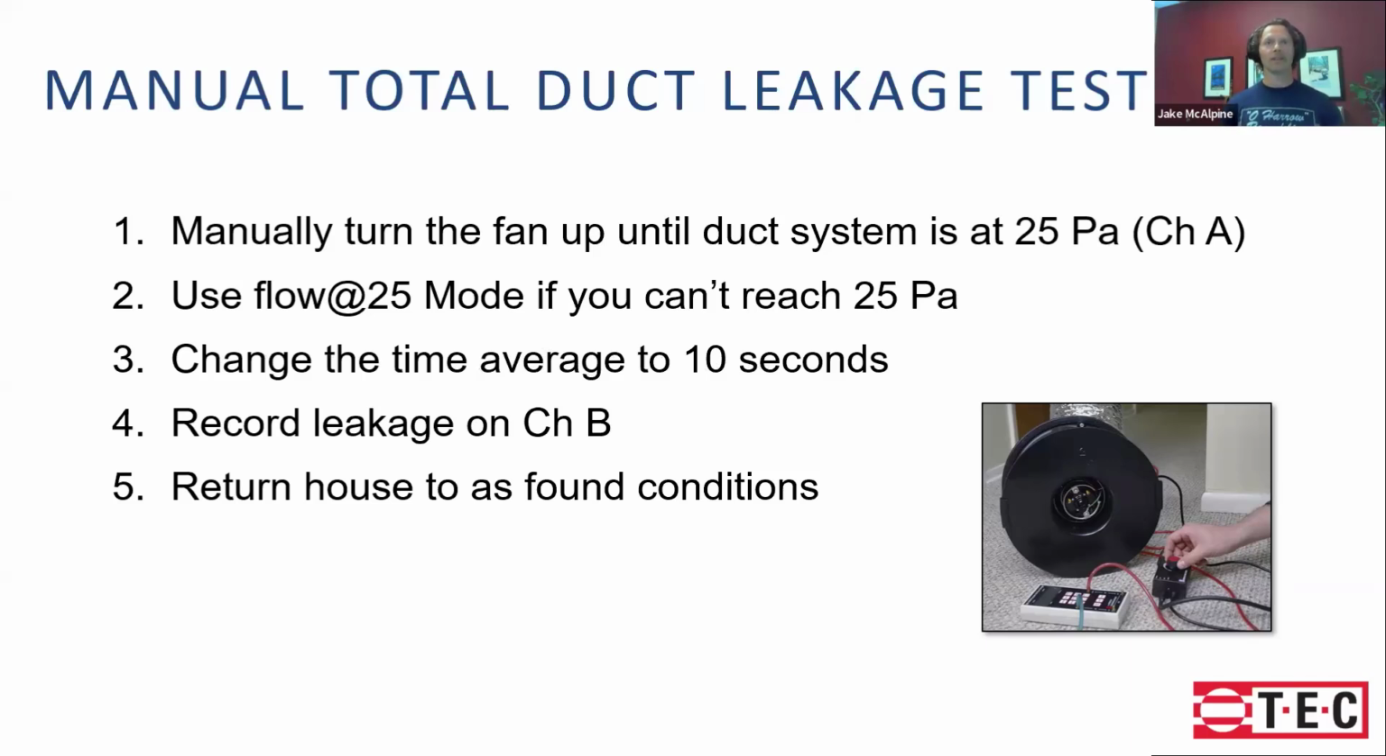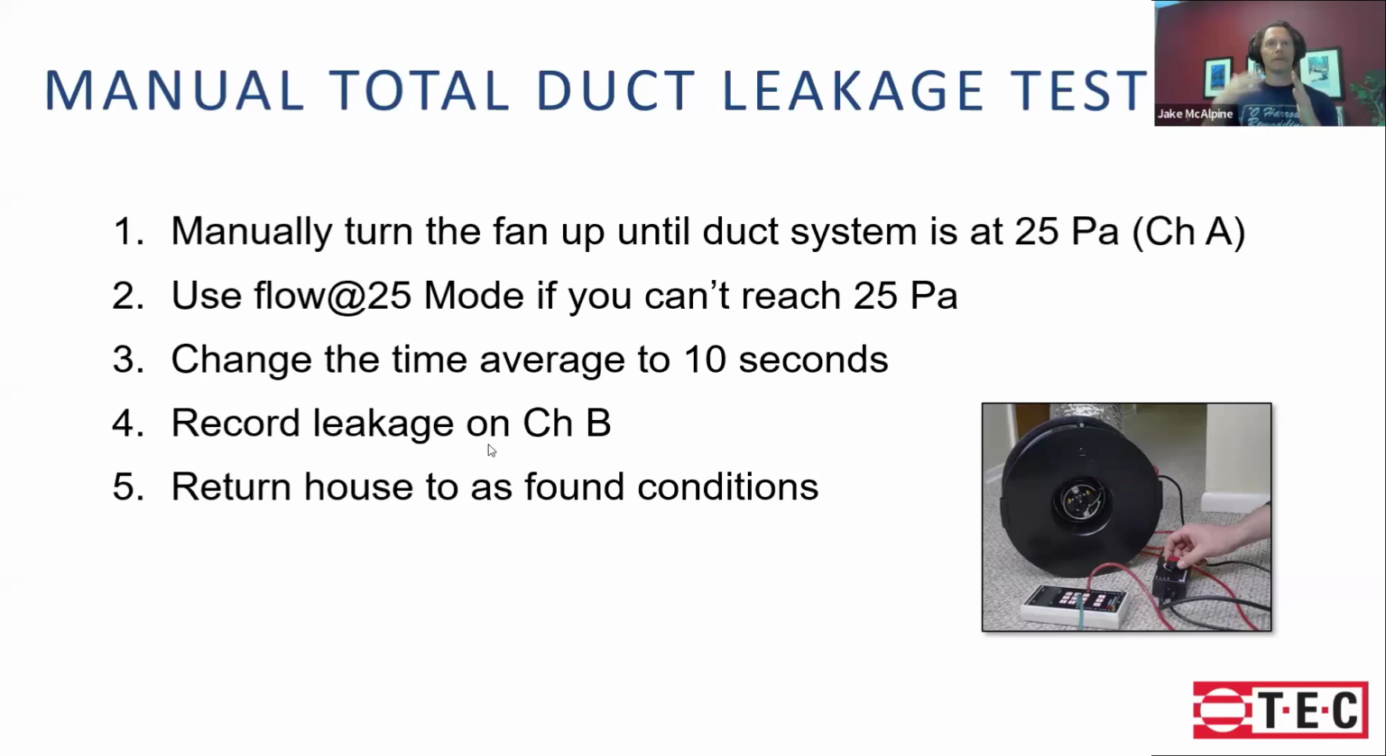If you got an older gauge and didn't have that functionality, couldn't get to 25, you can use those factors to update your flow. Once you're at 25, what we recommend is on channel A, there's a function on the DG1000 that changes how long the gauge averages, and change that to 10 seconds. And what that does is essentially you're at 25 pascals.